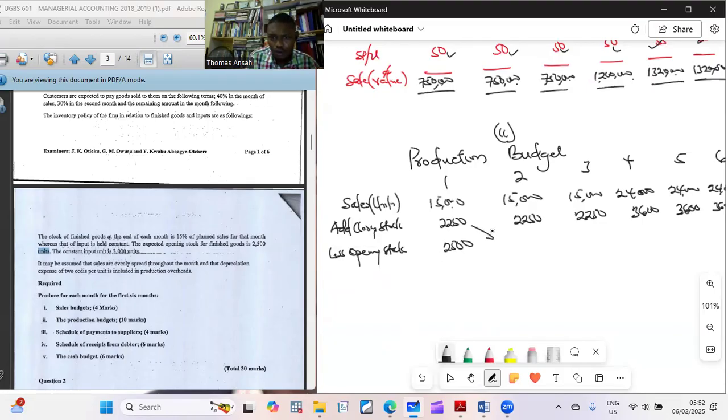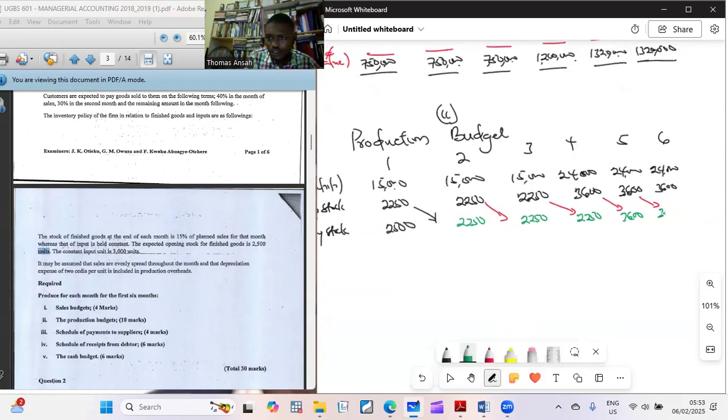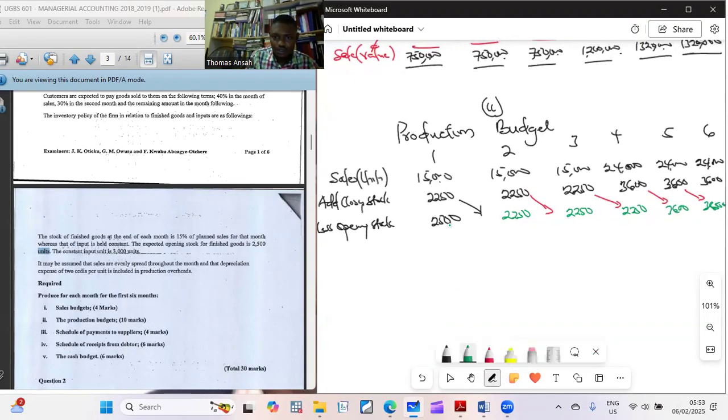And please remember, closing stock of one period is equal to the opening stock of the next. We've kept saying that thing. So the closing stock for this period will be what? 2250. Is that not it? This one, 2250. This one, 2250. This here will be 3,600. Is that not it? And this one here to be what? 3,600. We are not interested in the 7th month, so we won't go there. So this is it. So you get your balances down.